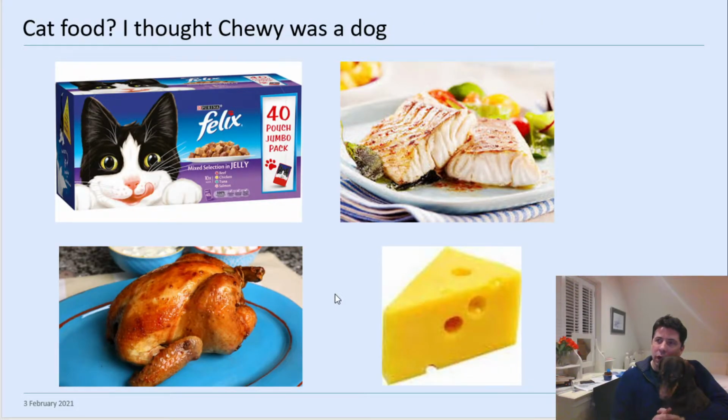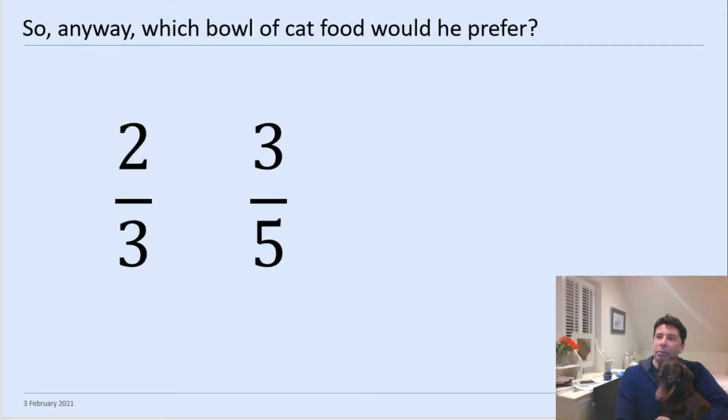Cat food? I thought Chewy was a dog. Well, here are some of the foods that Chewy finds acceptable. He likes cat food, he likes fish, he likes chicken, and he likes cheese. If you give Chewy a bowl of dog food, what he'll do is ignore it, walk around it, then at 10 o'clock at night he'll put his paw on it, flip it over and put it on the ground, and then walk away from it. Any advice on how to look after a dog would be very welcome. Please write it in the comments.